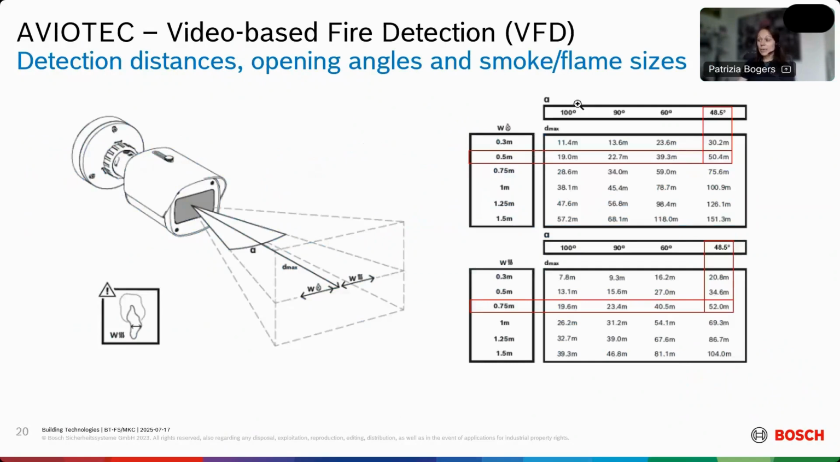We are often asked about the detection ranges, and you saw those 50 meters in the videos before. To give you a rough estimation, one can say that based on the smallest opening angle of the camera with 48.5 degrees and standardized fire size, which also comes from the VdS norms, for flame it's 50 centimeter, for smoke it's 75 centimeter, the camera reaches around 50 meter of detection distance.